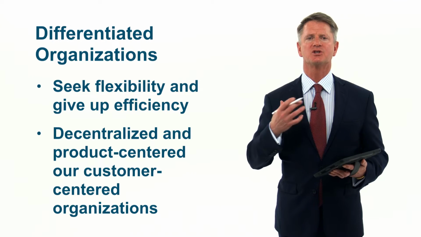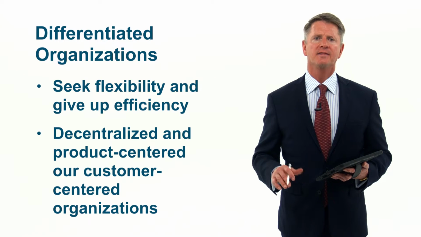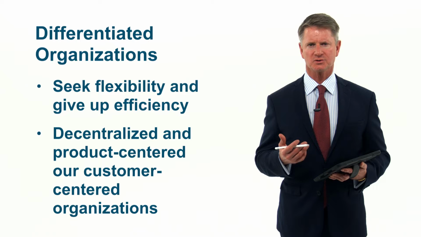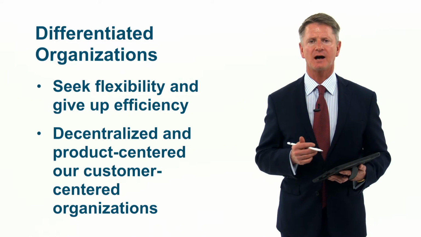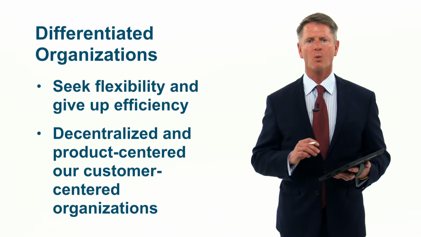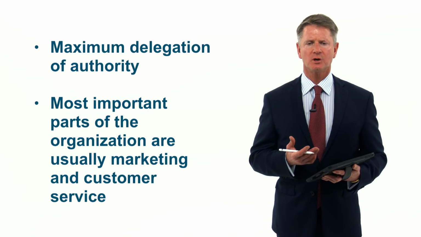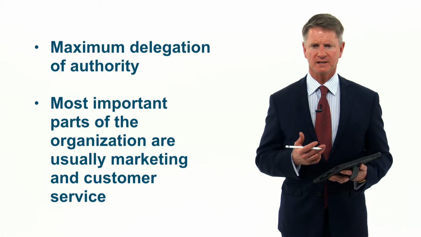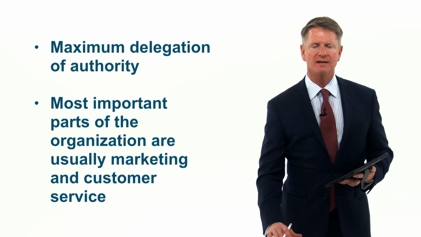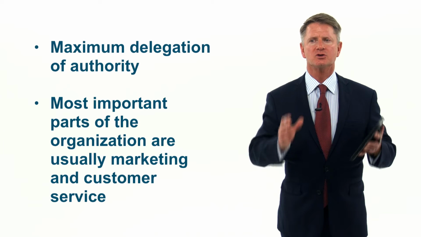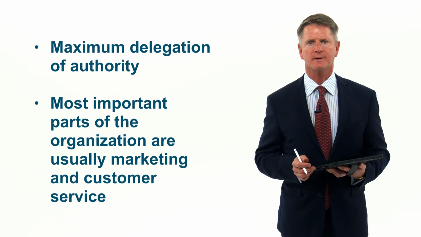So they prefer decentralized organizations where decisions are pushed lower in the organization. They also prefer very customer-centered organizations where the needs of the customer quickly permeate the entire organization and where managers are aware of what customers are looking for. As a result, they like the maximum delegation of authority. They want decisions made as low as they can possibly be made inside the organization, whereas cost leaders centralized things, and they wanted only a few people at the top to make decisions.